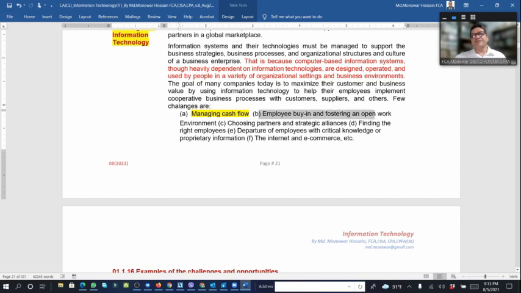employees' buy-in, forecasting an open work environment, choosing partners and strategic alliances, finding the right people, the right employee for the right place, for the right work, capturing the employee's critical knowledge, and the internet and e-commerce, etc. These are the information technology challenges.